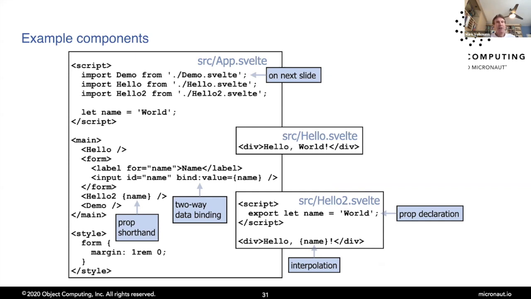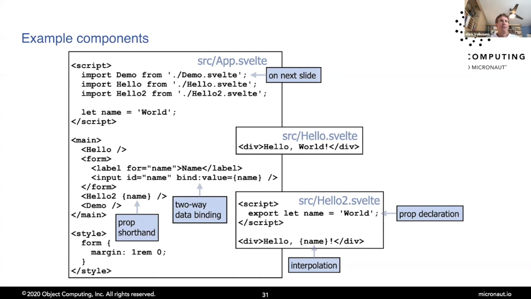There's a box there that says prop shorthand, and what that means is that you could say hello2 space name equals curly brace name curly brace. But that's a common thing to say that you have a variable that happens to have the same name as a prop. And so as a shorthand, Svelte lets you just omit the name of the prop and just give the value, the variable inside curly braces, and it means the same thing. Then we have the demo component, and we'll see that one on the next page.